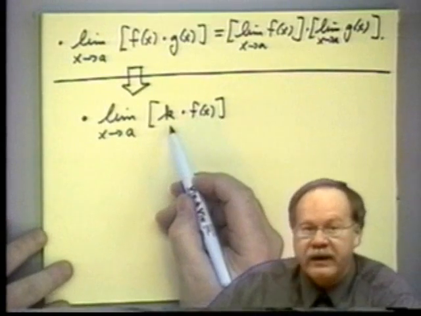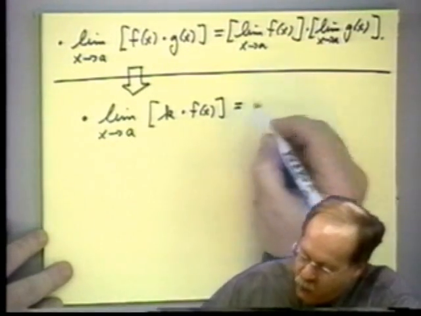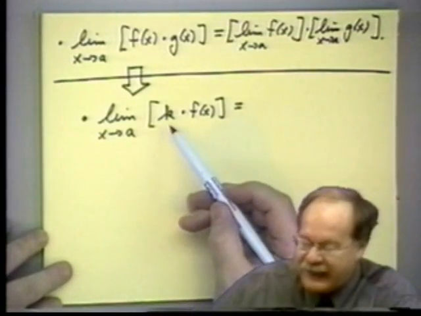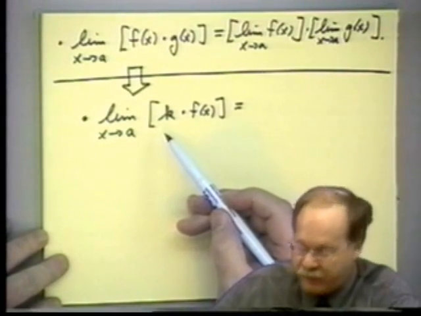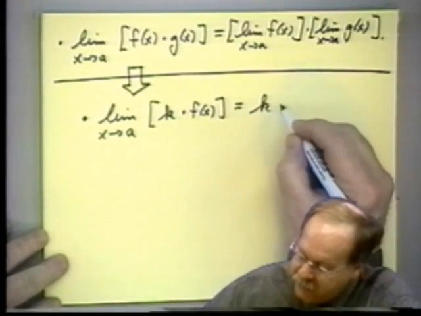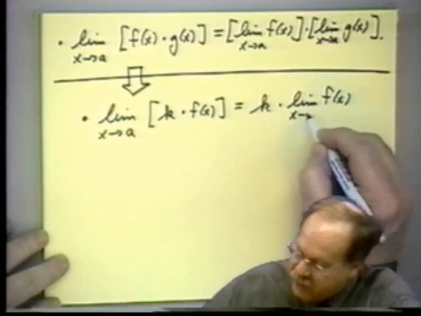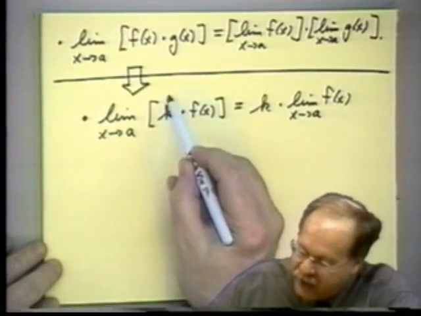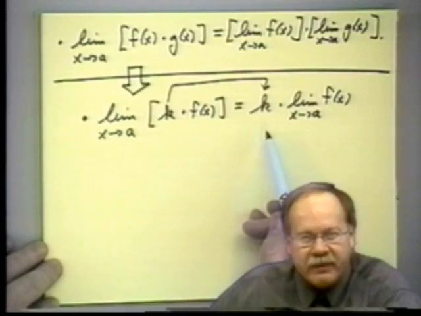So I have a constant function times an unknown function. Well, the rule says take the limit of the first one times the limit of the second one. But k is a constant, and as you know, the limit of a constant is just the constant itself. So this becomes k times the limit of f of x as x approaches a. And what we've learned from this is that the constant simply came out front of the limit. That's the way to remember this.